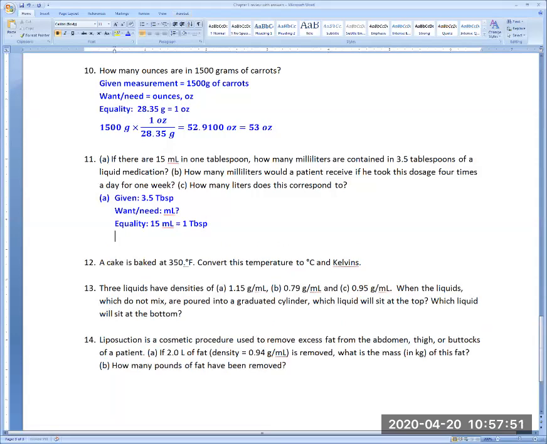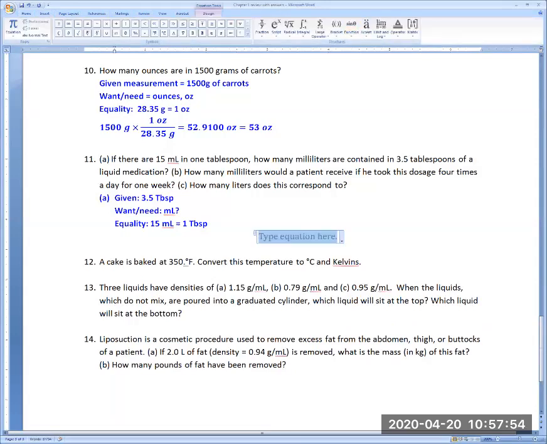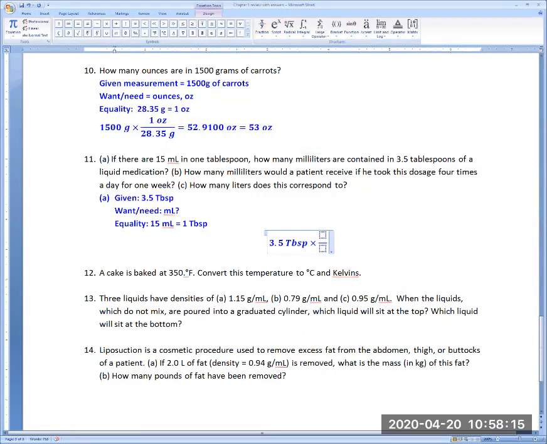So let's insert an equation here for the calculation. Start your calculation with the given amount, tablespoon, and then multiply. Remember the given amount is in the numerator, right? Even though it looks like it's in the center here, it's in the numerator. You could have a line drawn below and a 1 in the denominator to show that. So we start with 3.5 tablespoon, and we have this equality with tablespoon versus milliliters.